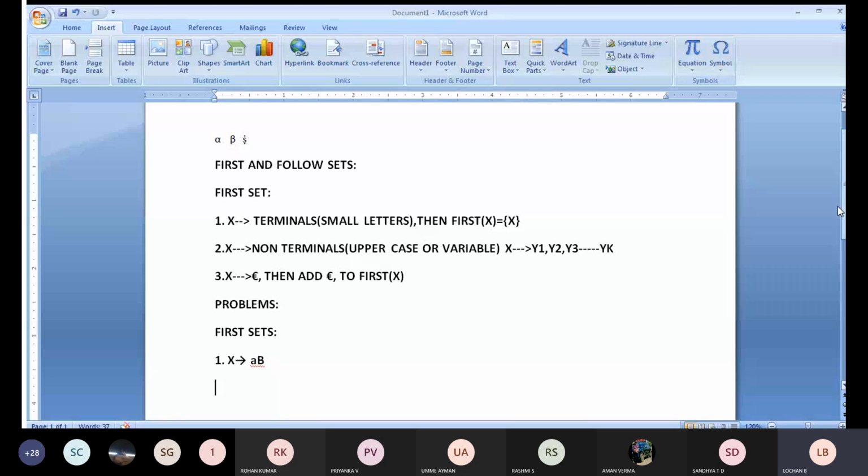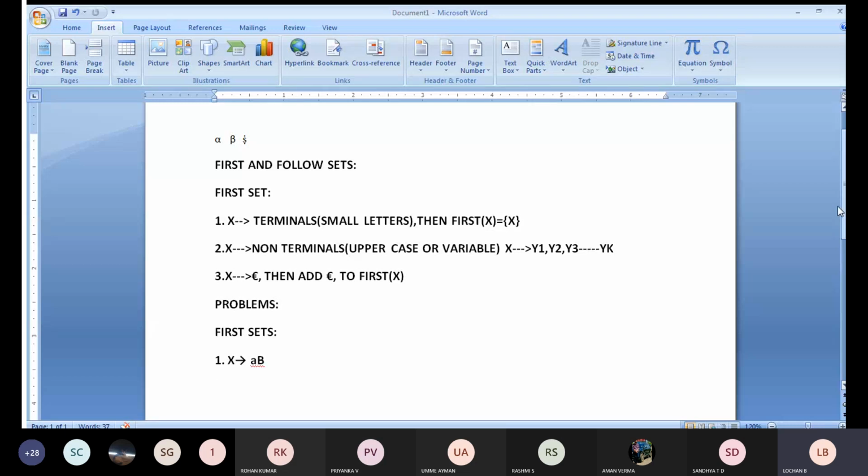For example, in the first problem, X implies small letter A, capital letter B. Small letter A is nothing but your terminal. Capital letter B is nothing but your non-terminal. Whenever you start your production, if the first symbol you get is a terminal, you write it as it is. The second possible case: if you get a non-terminal, we are going to continue the production.